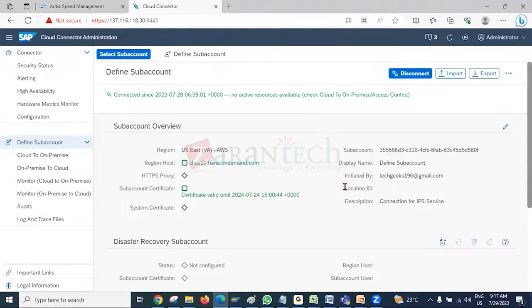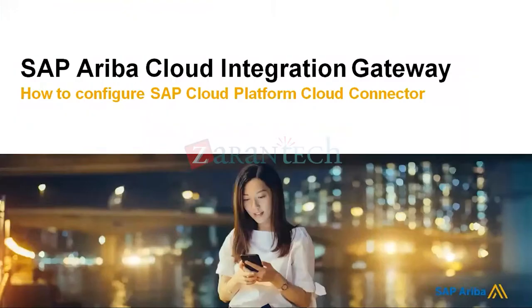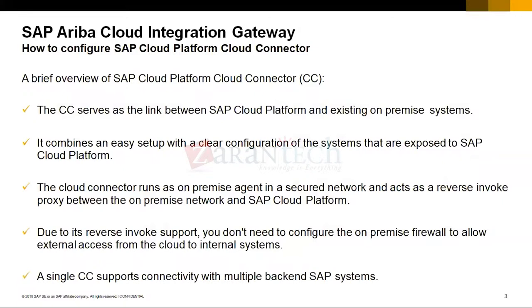Okay, before talking about this cloud connector system, let me give some overview of the basic configuration and implementation of the cloud connector, which will help you understand it easily. As we discussed earlier about the cloud connector setup, it serves as a linkage between the cloud and your existing on-premise system. A single cloud connector supports connectivity with multiple backend systems, so you don't need multiple cloud connectors if you have a multi-ERP system. A single cloud connector will serve multiple ERP connections.